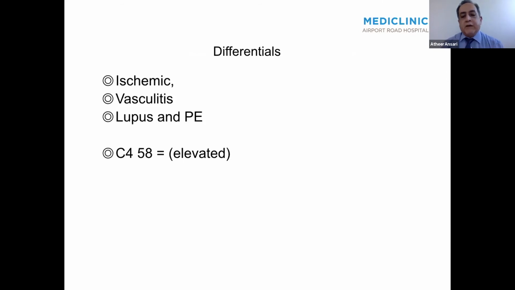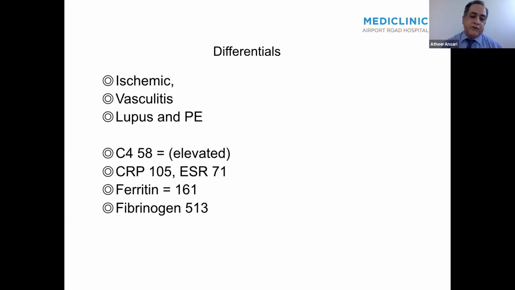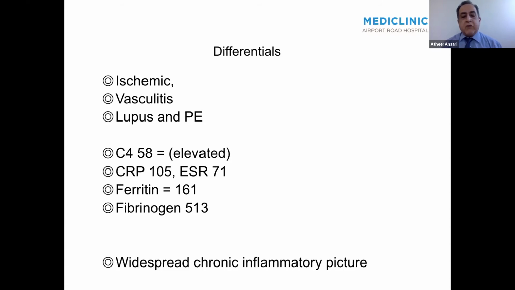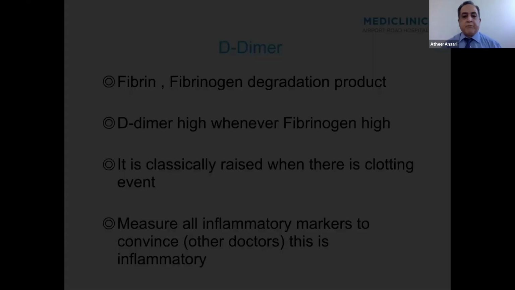When I checked, I do a battery of inflammatory tests, that's my pattern with all inflammatory conditions. C4 was elevated, 58, CRPs are both elevated, ferritin just about, fibrinogen is elevated, as we expect with the high D-dimer. And there is a widespread chronic inflammatory picture. When you have 3 or 4 or more tests all showing an inflammatory picture, you have to take it as inflammatory, that is not cardiac or thrombotic. And we could save this lady a lot of unnecessary investigations or procedures.